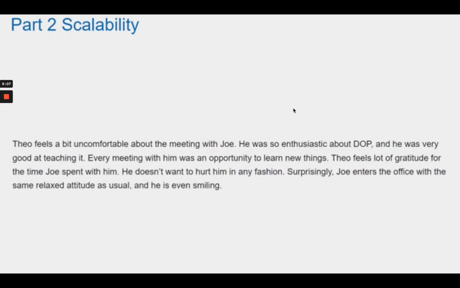Part 2. Scalability. Theo feels a bit uncomfortable about the meeting with Joe. He was so enthusiastic about DOP and he was very good at teaching it. Every meeting with him was an opportunity to learn new things. Theo feels a lot of gratitude for the time Joe spent with him. He doesn't want to hurt him in any fashion. Surprisingly, Joe enters the office with the same relaxed attitude as usual, and he is even smiling.